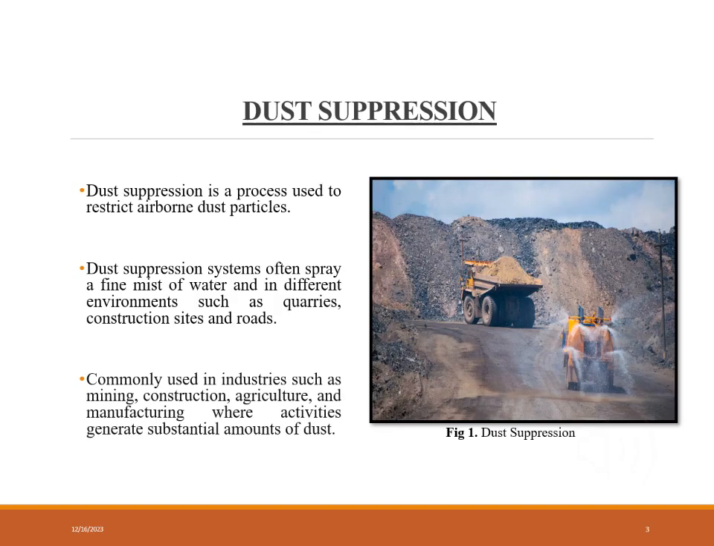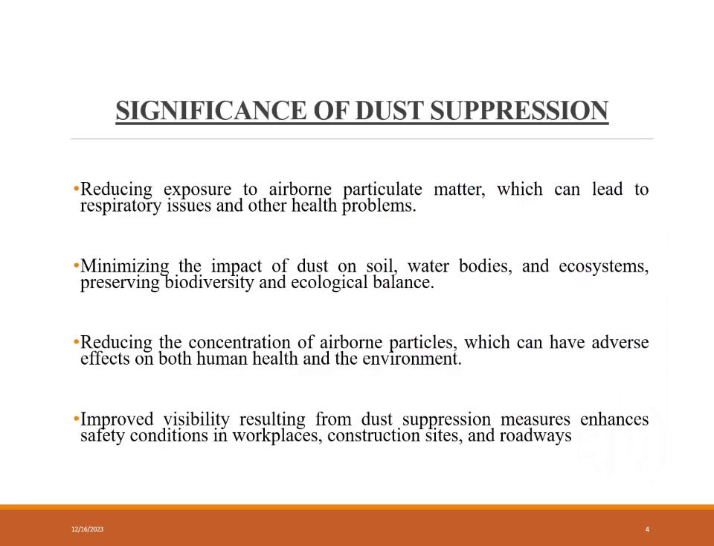Dust suppression is a process used to restrict airborne particles. Dust suppression systems spray a fine mist of water in different environments such as quarries, construction sites and roads. Commonly used in industries such as mining, construction, agriculture and manufacturing where activities generate a substantial amount of dust. So next, now we are discussing the significance of dust suppression.